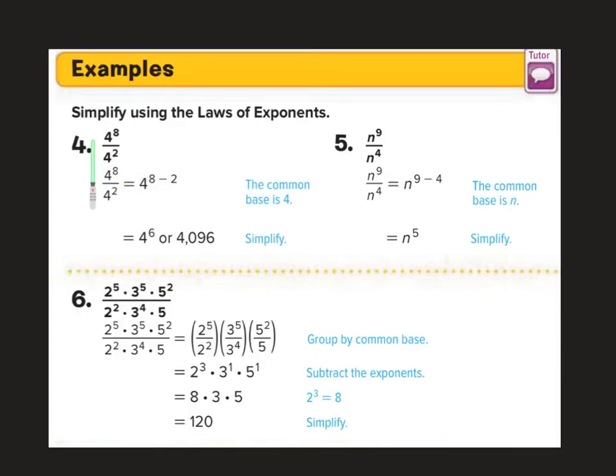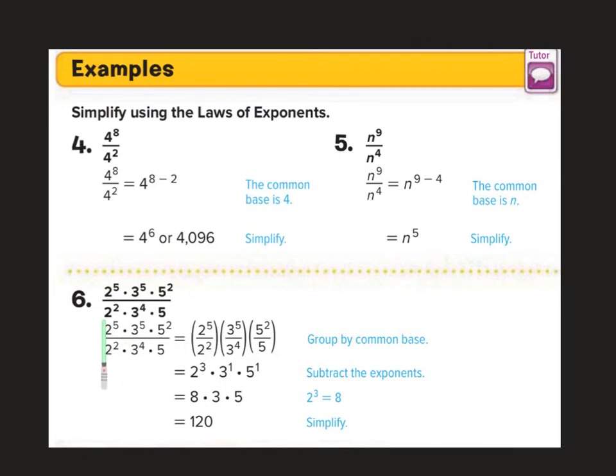So for example 4, we are going to simplify using the laws of exponents. Again, we have to have a like base, so we've got 4 to the 8th over 4 squared. Our like base is 4. 4 to the 8th over 4 squared becomes 4 to the 8 minus 2, or 4 to the 6th. Then when we multiply out 4 6 times, we would end up with a final value of 4,096. For 5, we've got n to the 9th over n to the 4th, which would be n to the 9 minus 4, or finally n to the 5th.